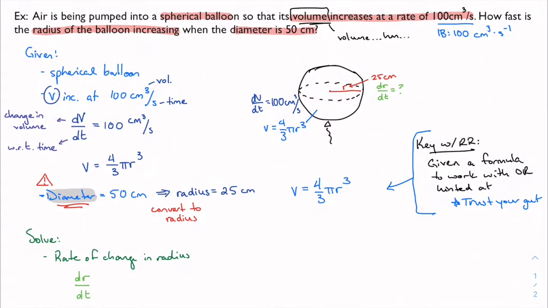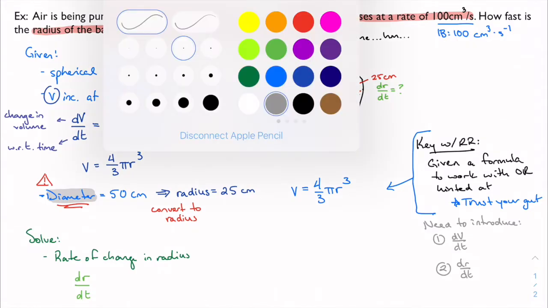I have this formula. I should do something with it. I'm going to look at this and say, well, what do I need to do with it? Maybe I'll put this off to the side. I need to introduce two things. I need to introduce a dV by dt, and I need to introduce a dr by dt, because I'm given these things, or I'm being asked to solve these things. So I should be able to use everything I'm given. How do I do that?